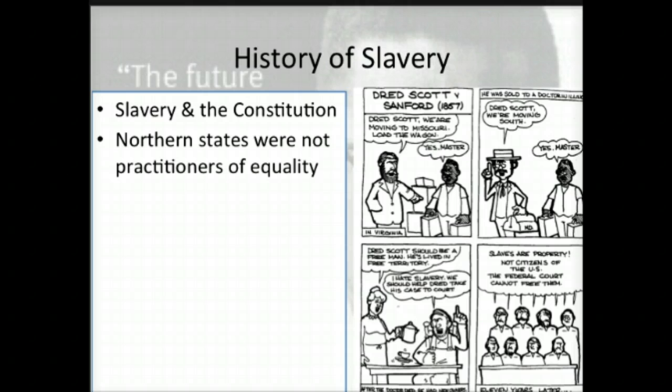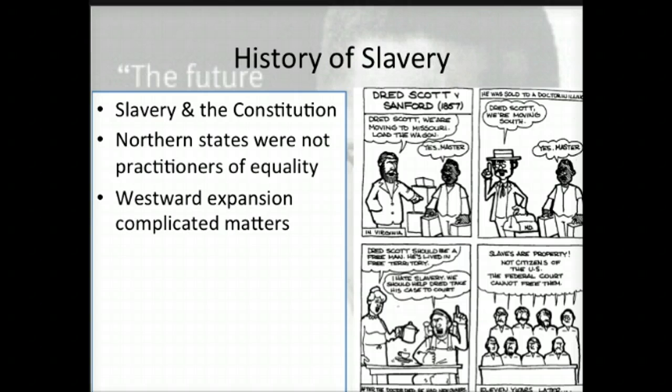Northern states were very willing to send escaped blacks back to their masters in the South as per the fugitive slave law. Freed blacks did not have the right to vote or own property up north. So, this was not something that just plagued the South. Inequalities existed in southern, middle, and northern states. The westward expansion of our country, Manifest Destiny, just complicated matters.